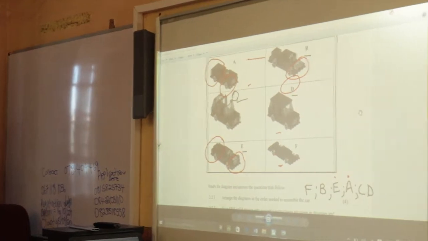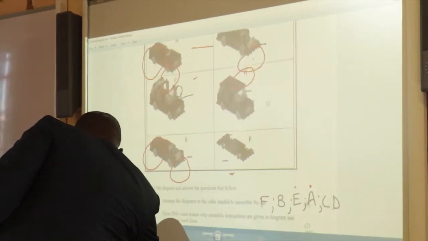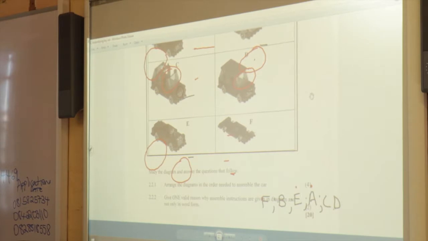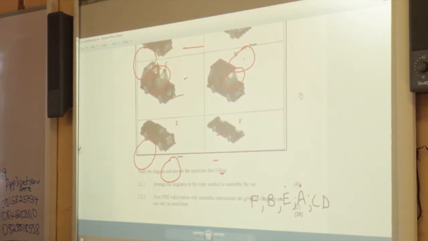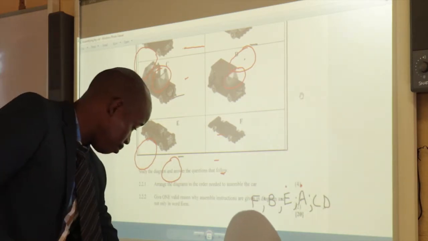Right, so if there is any question, again, my colleagues are welcome to ask any questions. Now we are looking at 2.2.2. Give one valid reason why assembly instructions are given in diagram and not only in word form.